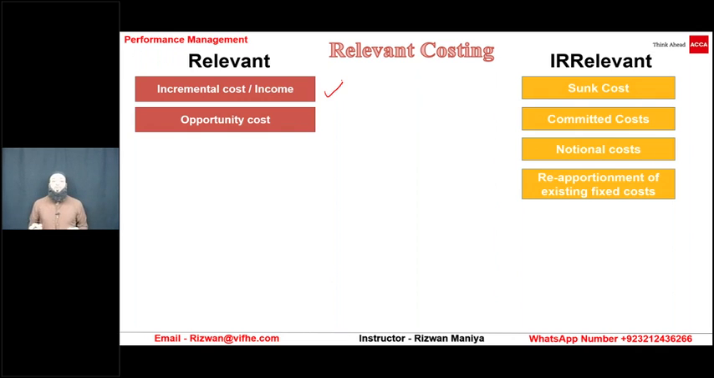Okay. So what is incremental? Any cost that arises directly as a consequence of your decision is known as incremental cost. Same for incremental income. Any income that you will earn as a direct consequence of your decision is known as incremental income.